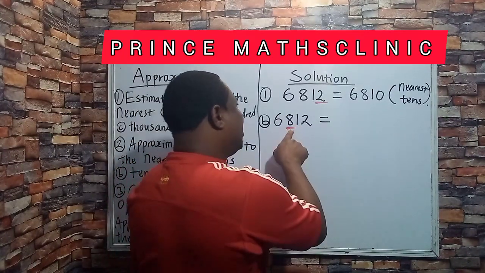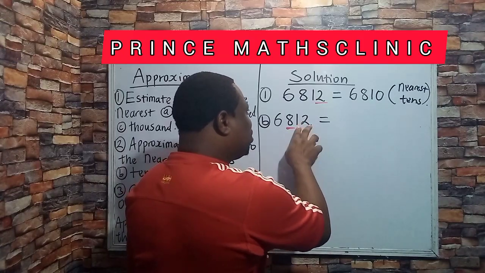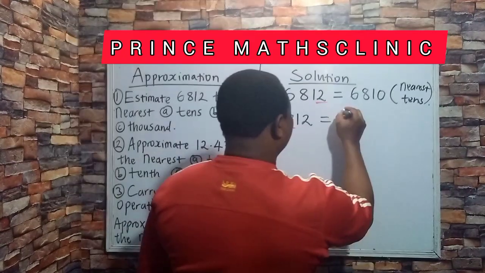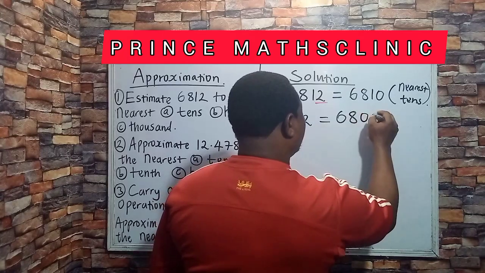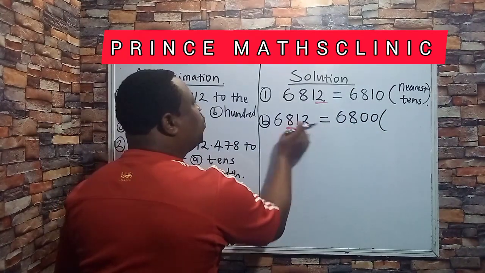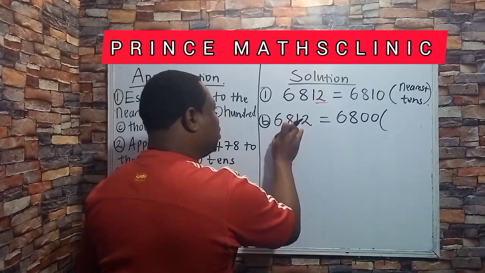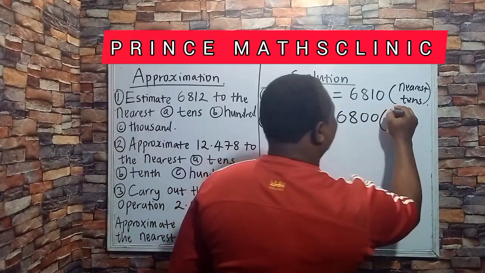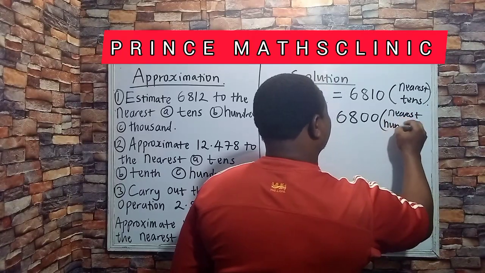You don't just end here. You turn all the numbers that you are rounding down to what? To zeros, just as we've done here. So the result becomes 6,800. We do that in order to keep the place values of the numbers intact. This is unit, tens, 100, 1,000. So this is the nearest 100.